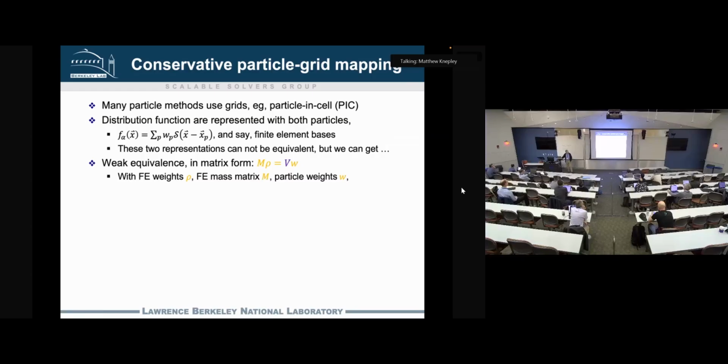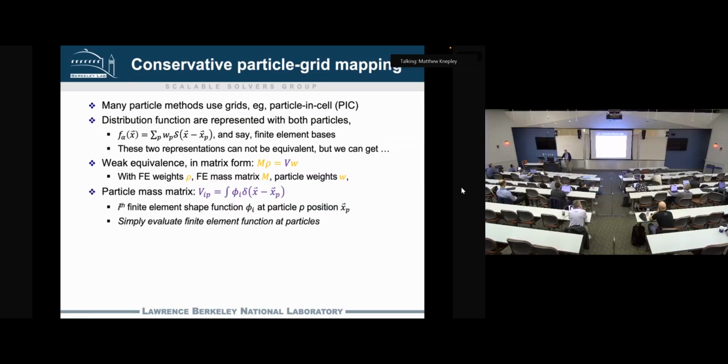And when you do that, in matrix form, you'll get a finite element mass matrix on the left. Do my arrows work here? So you have a finite element mass matrix times a vector of finite element coefficients equal to a particle mass matrix times the particle weights. The finite element mass matrix is a standard thing, but the particle mass matrix is new, and that's the integral over the domain of your test function, phi, times your shape function for your particle.